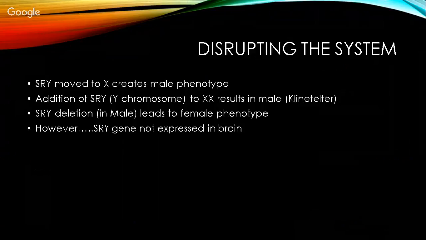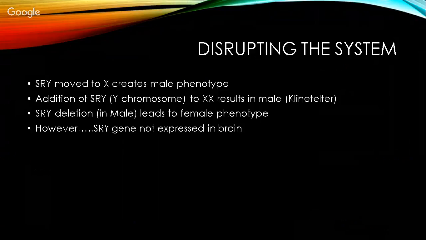Disrupting the system. This is where some of the experiments get kind of interesting. If you take that determinant, the SRY, and move it to the X chromosome, in other words, it's an animal with two X chromosomes and an SRY attached, then it becomes male. So this is sort of a dominant characteristic. You can also add an extra Y chromosome to an XX. It's kind of like Klinefelter syndrome, and becomes male.